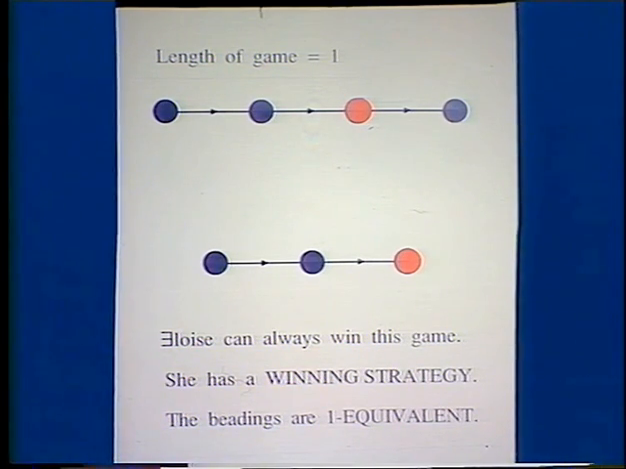Now, we shall say that the two beadings are 1 equivalent, to mean that Eloise has a winning strategy up to one move in the game. Likewise, we shall say that they're 2 equivalent if Eloise can always guarantee to keep going for 2 steps, and so on, 3 equivalent, and so on. So 1 equivalent means quite similar, and 2 equivalent will mean even more similar, and 3 equivalent even more similar than that.